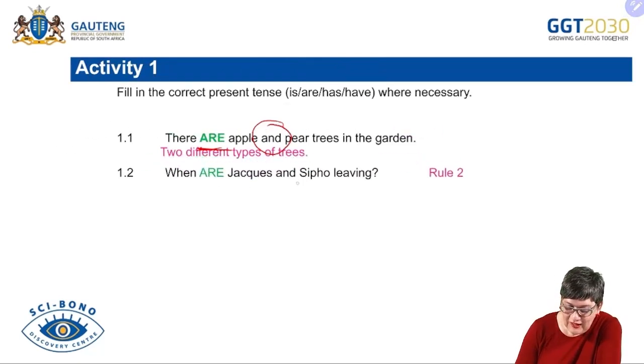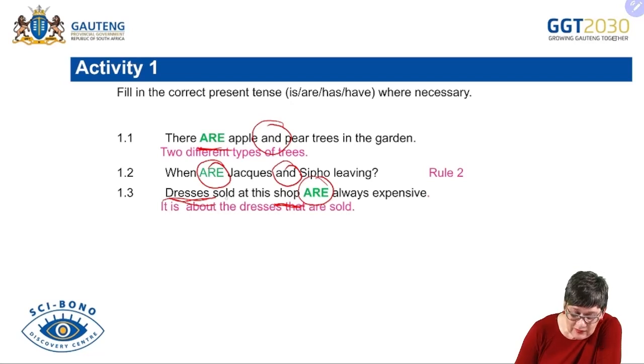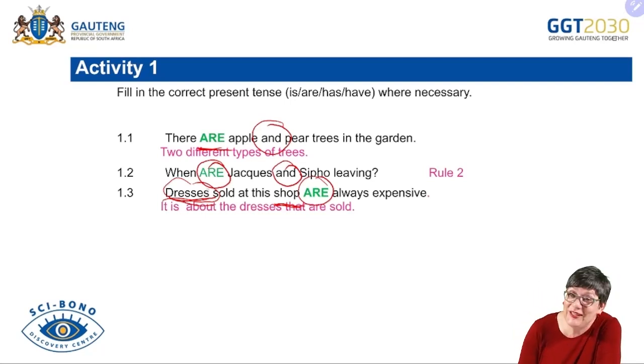When are Jock and Sifo leaving? Again, plural. We've got two different things. We've got two different people. And we're going to use are. Dresses sold at the shop are always expensive. Why do you think we are using are if our word shop is singular, but here's the plural one? Well, what is it all about? It's about the dresses that are being sold, not the shop. We're talking about the dresses.